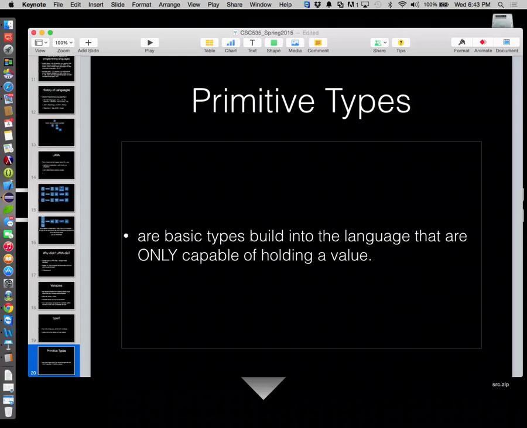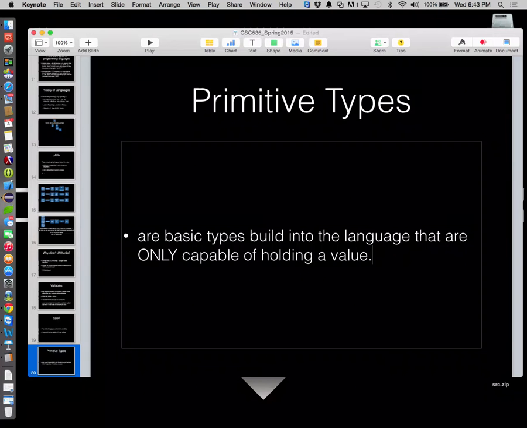Okay, now one thing I like doing is I give you these little mantras. I'll ask the same question over and over again. So, for instance, when I ask you what a primitive type is, you should be able to say they're basic types built into the language that are only capable of holding a value. Eventually, you might shorten that down to, they're only capable of holding a value. They have a very limited ability. Primitive types have a limited ability. That is, they can only hold a value.